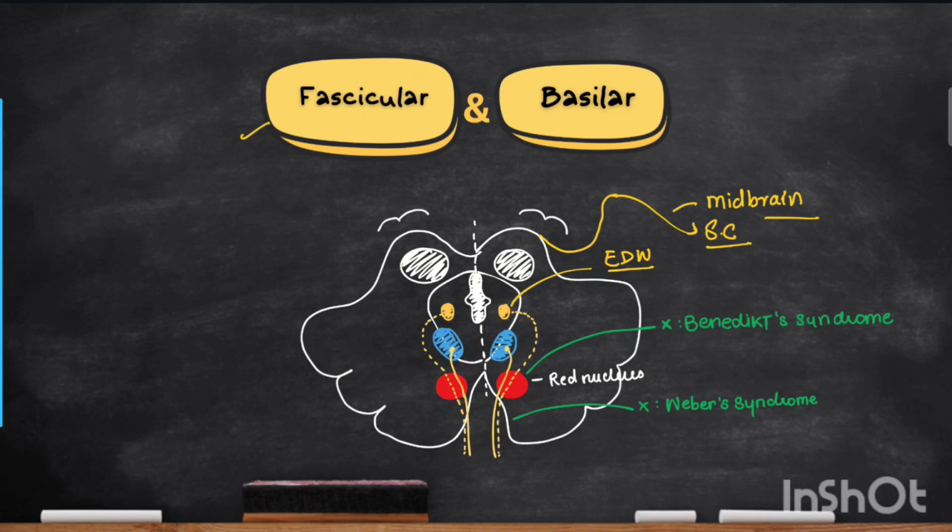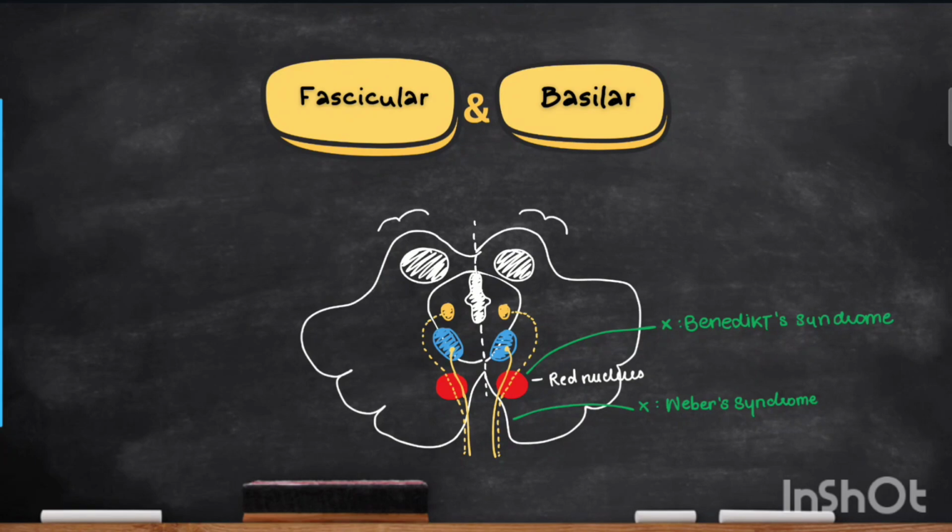So now we need to remember two things. When there is some sort of pathology within the red nucleus that may affect the oculomotor nerve, then that particular syndrome is called Benedict syndrome. And when it is emerging out of the cerebral peduncle and the pathology is at the cerebral peduncle within its course, then that particular syndrome would be called Weber's syndrome.